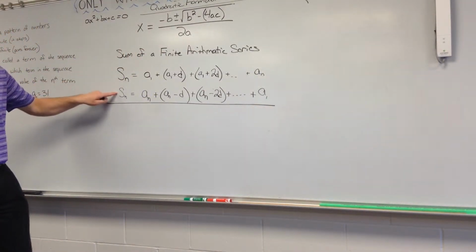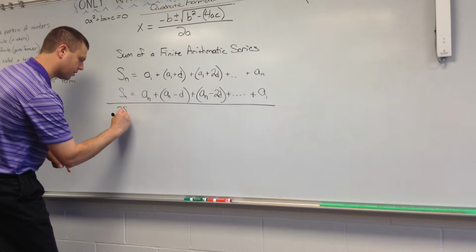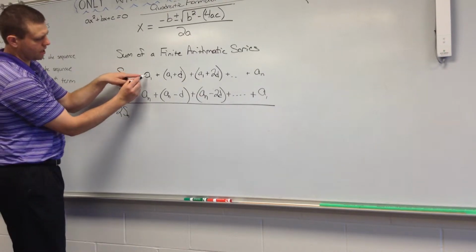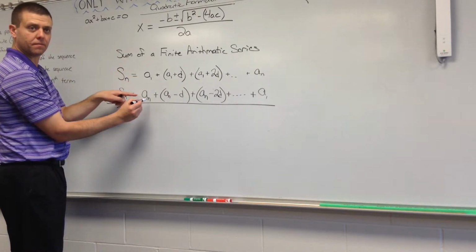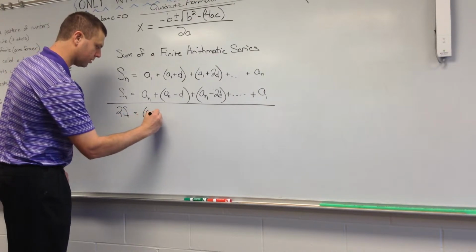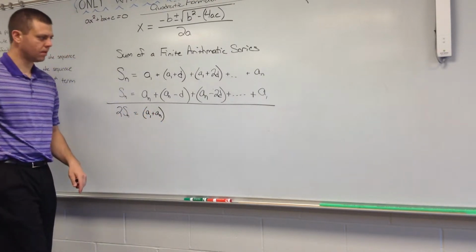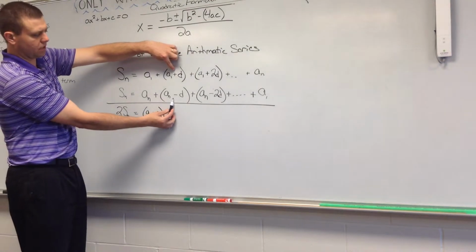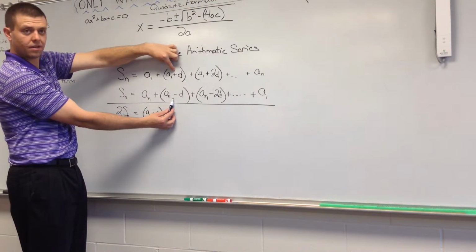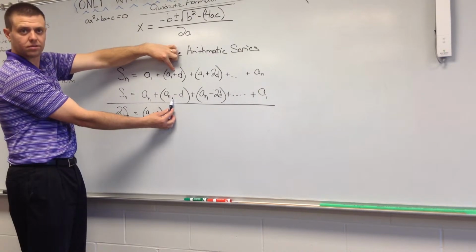S sub n plus S sub n is 2 S sub n. Agreed? A sub 1 plus A sub n, okay? A sub 1 plus A sub n. What if I add these two together? What do you get? Don't they cancel out? The D's do, and what do you got? A sub 1 plus A sub n.